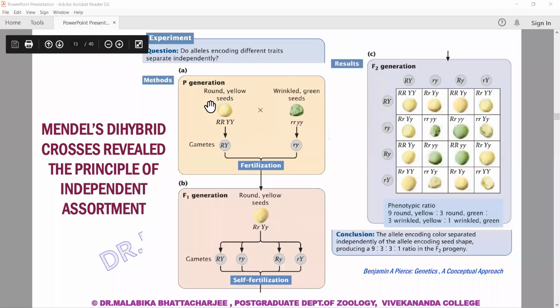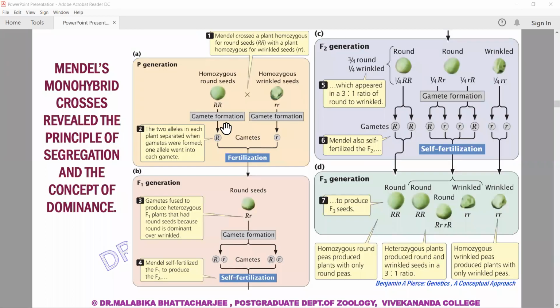So what he did, he took a round yellow seed and a wrinkled green seed. Now we know what alleles are, and from the principle of segregation we have understood that of the two alleles, one is a dominant allele, because the character coded by that allele actually stands. For example, when we talked about the round seeds, capital R denotes the round nature of the seed and small r denotes the wrinkled nature of the seed.